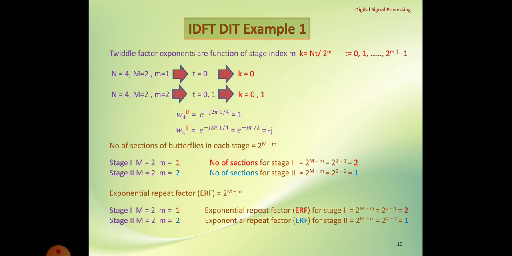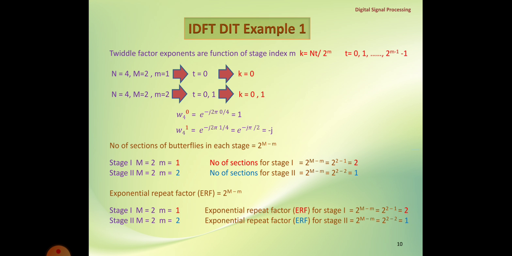For stage 2, m equal to 2. So for m equal to 2, we get t equal to 0 and 1, which means we get 2 values of t. For these 2 values of t, we get 2 values of k, that is k0 and k1. That means in the DIT algorithm, for stage 2, we require 2 twiddle factors, omega 4 to the power 0 and omega 4 to the power 1. By using the definition of the twiddle factor, we can calculate omega 4 to the power 0 equal to 1 and omega 4 to the power 1 equal to minus j.